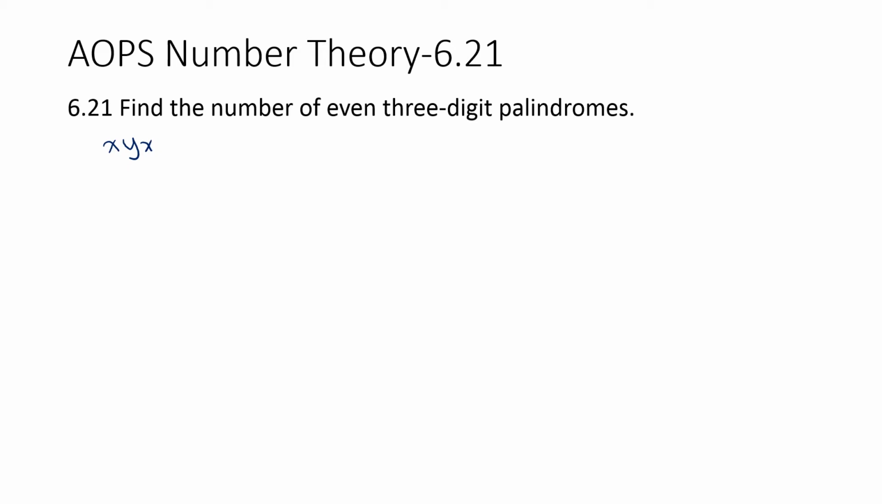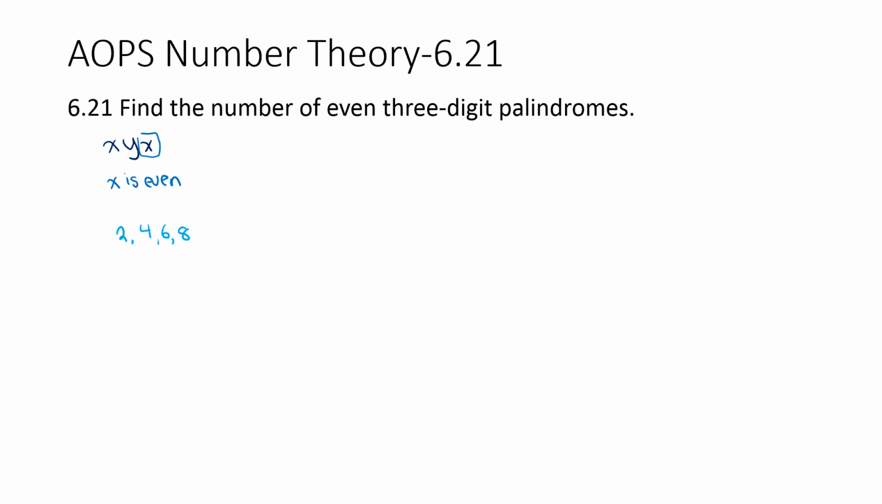And since it has to be even, that means x is even, because x is the last digit, which means that both x's are even. So the first x is also even. So we know for even numbers, there's 2, 4, 6, 8, and 0. But if 0 is the first digit, that won't work. So it can't be 0. So it's just 2, 4, 6, and 8.